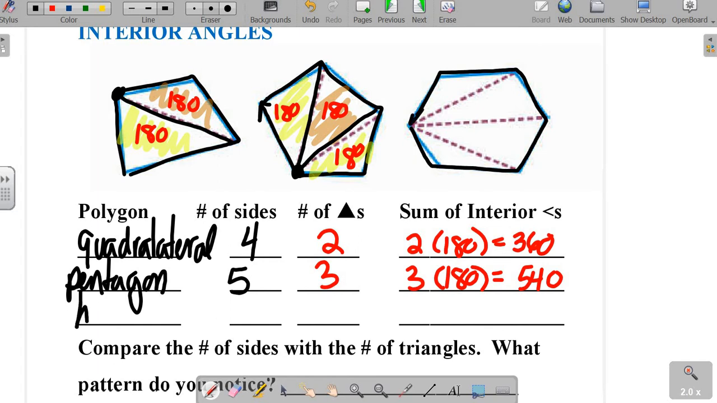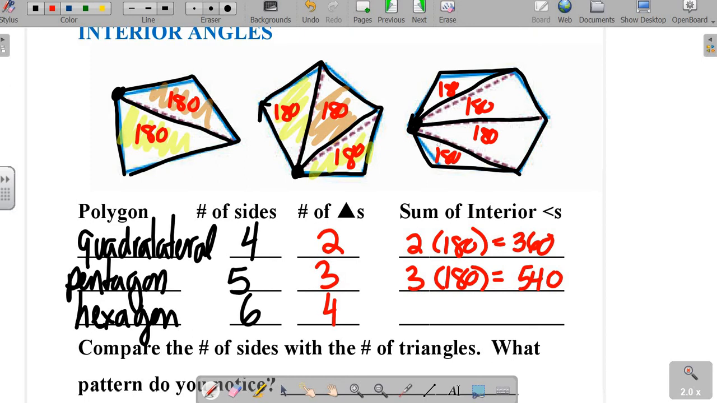Trace this. This is a hexagon, 6 sides. Let's trace these. We have 4 triangles from one corner. So if each of those are 180, we would go 4 times 180. And you would get 720.